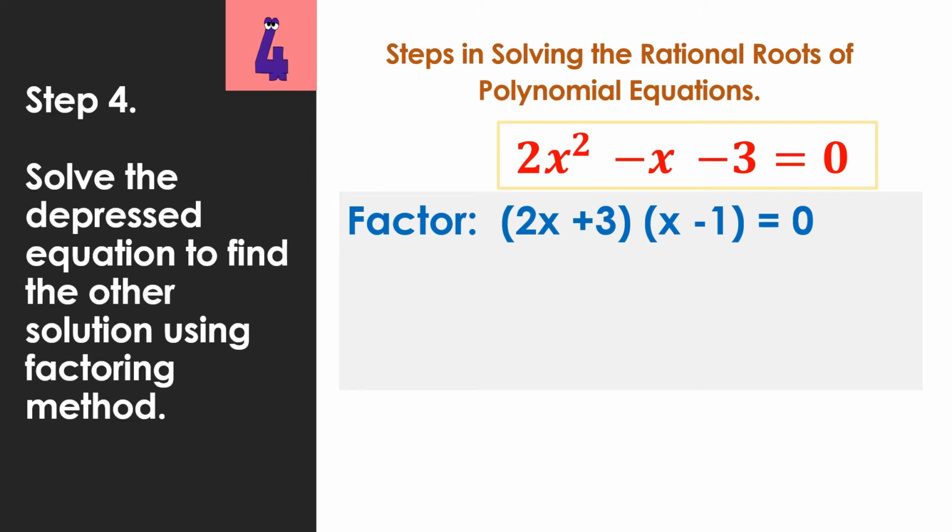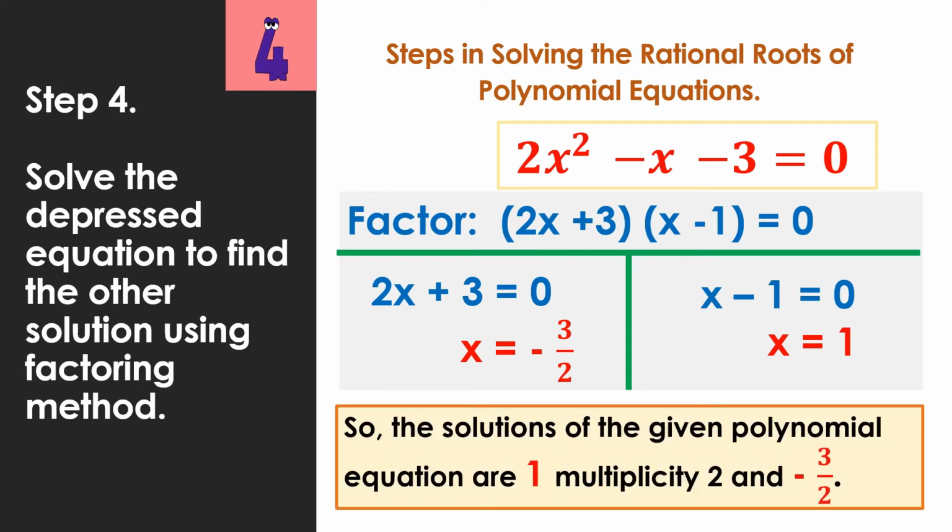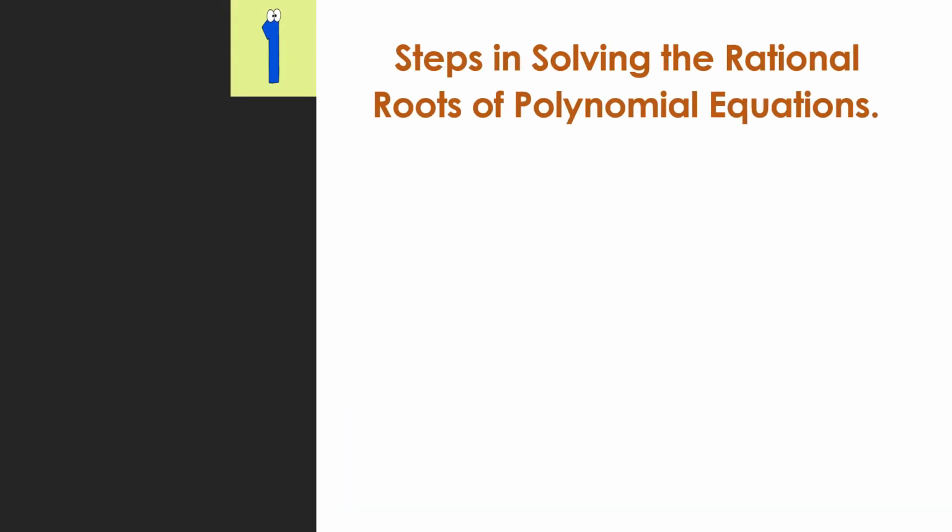The factored form of 2x squared minus x minus 3 equals 0 is the quantity 2x plus 3 times the quantity x minus 1 equals 0. And then we will use the zero product property. We will have 2x plus 3 equals 0, and then x is equal to negative 3 halves. And then x minus 1 equals 0, then x is equal to 1. So, the solutions of the given polynomial equation are 1, with multiplicity of 2, and negative 3 halves.